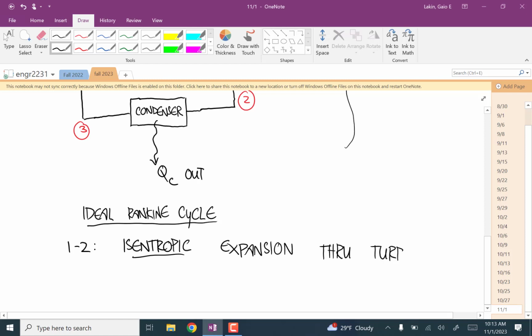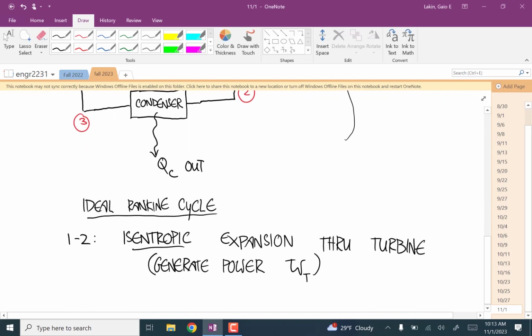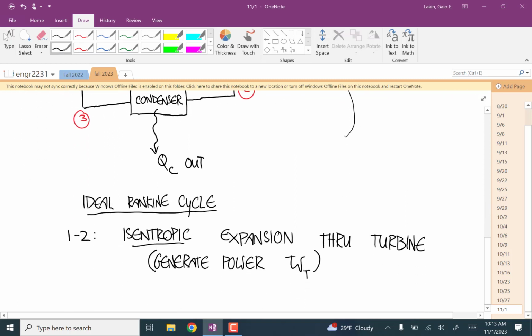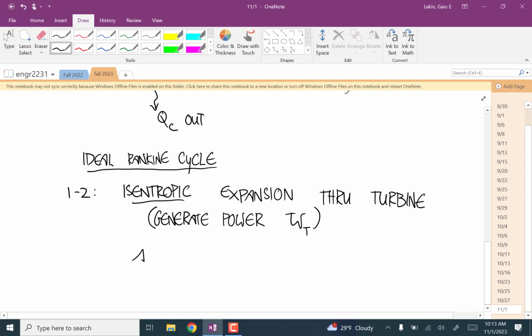It's expanding because it's high pressure as it goes into the turbine and low pressure as it comes out of the turbine. And this is where we generate the power, W sub T. And what isentropic means is that the entropy doesn't change as it goes through the turbine. So we have this important relationship that the specific entropy at state 1 is the same as the specific entropy at state 2. Okay, we're going to use that all the time.